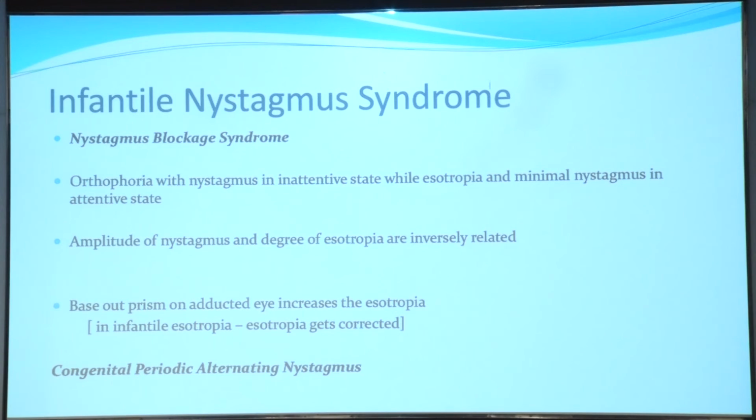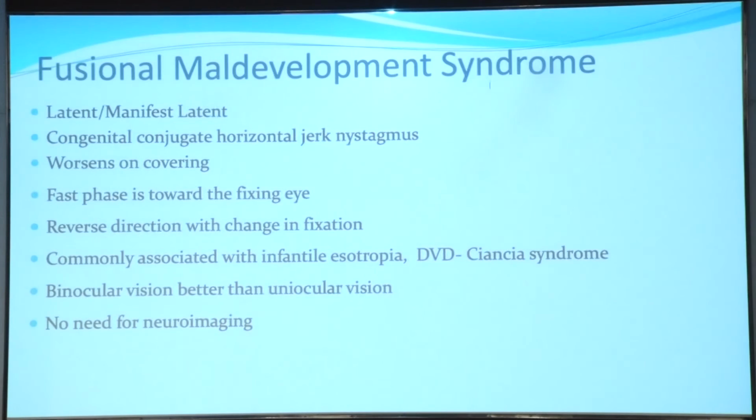So another variant of infantile nystagmus syndrome is nystagmus blockage syndrome, where the amount of nystagmus is inversely proportionate to the amount of esotropia. So the more a patient tries to fix, the intensity of the nystagmus comes down, but the amount of esotropia increases. Another variant could be congenital periodic alternating nystagmus.